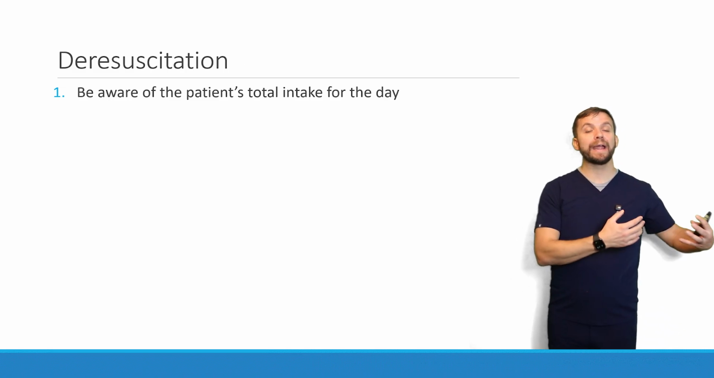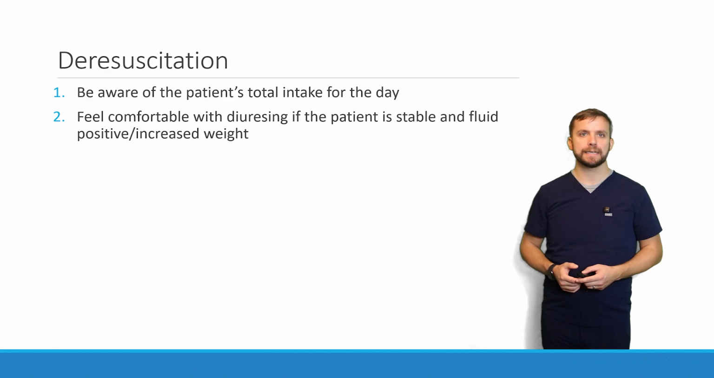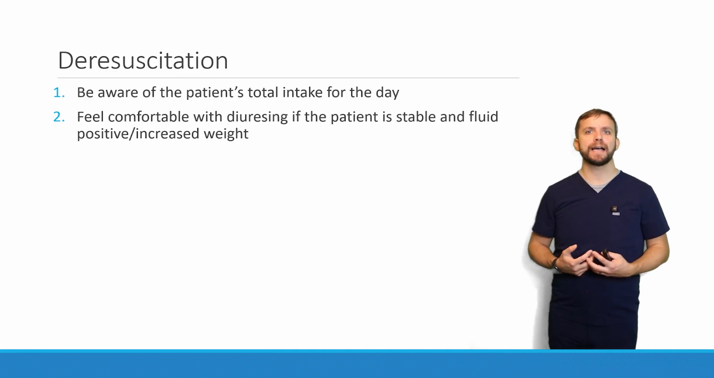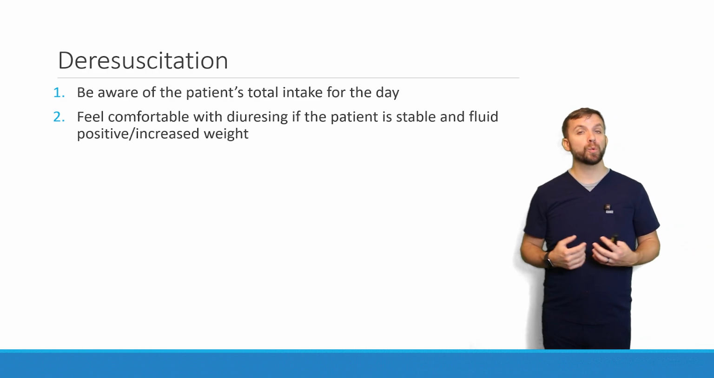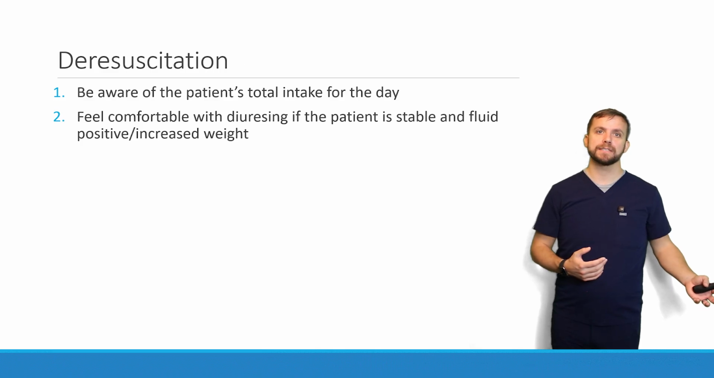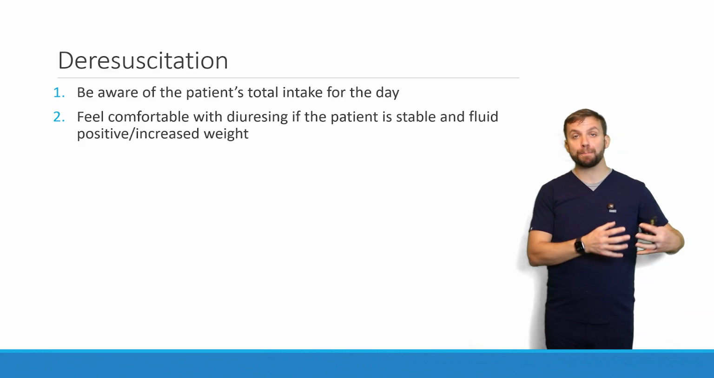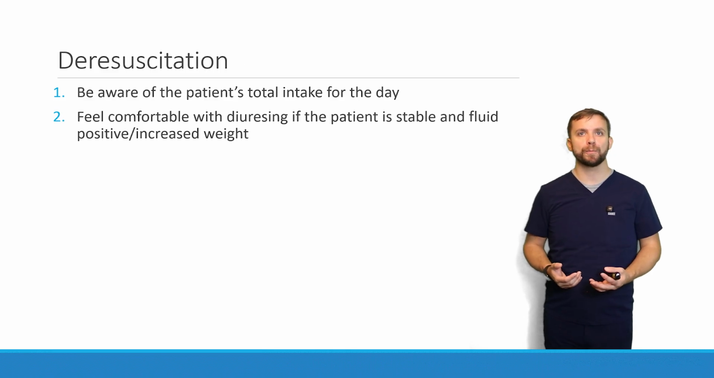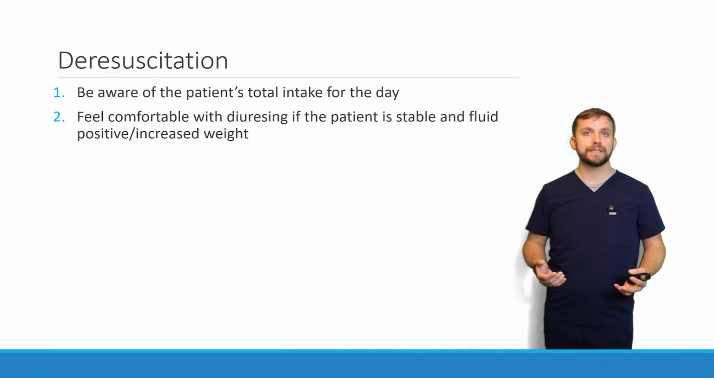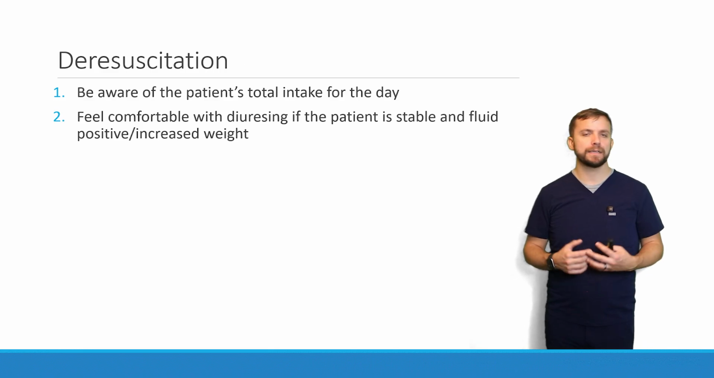And that way you're aware of how much fluid they're getting on the intake side. And just feel comfortable with diuresing patients if they're stable. As soon as somebody is on a stable or decreasing amount of pressors, they actually recommend go ahead and start deresuscitating. If the patient has a positive fluid balance, if you've evaluated them and they show signs of volume overload, you can start diuresing them on pressors, intubated, however you want to do.